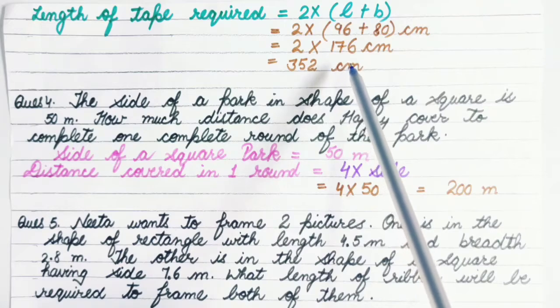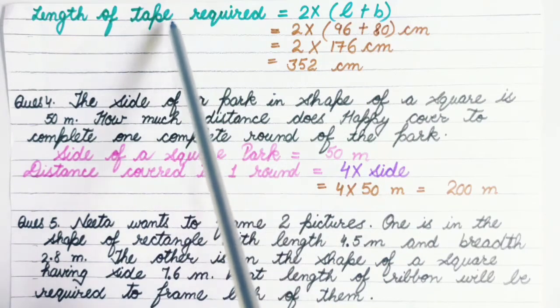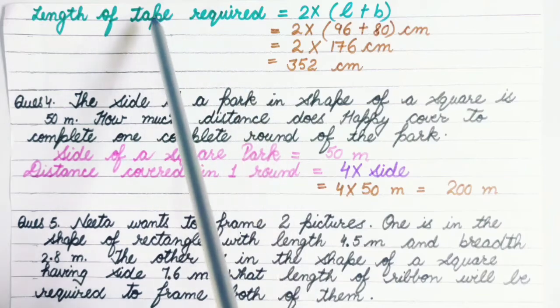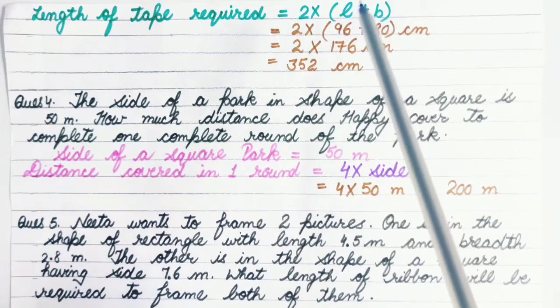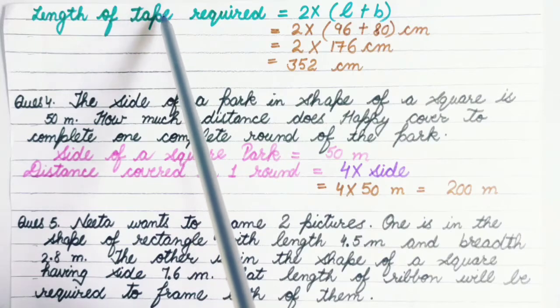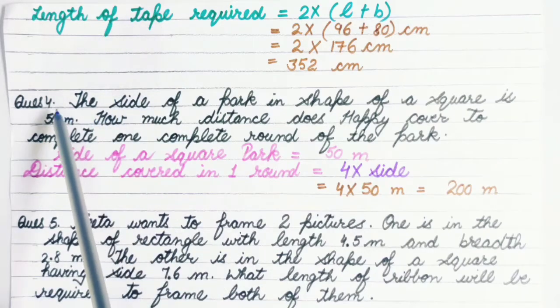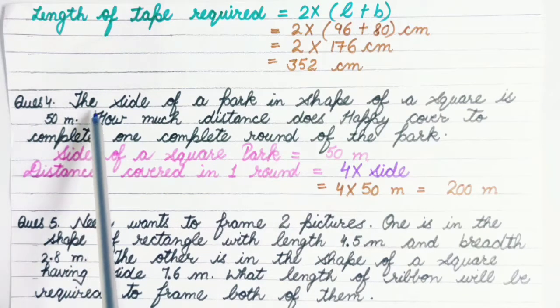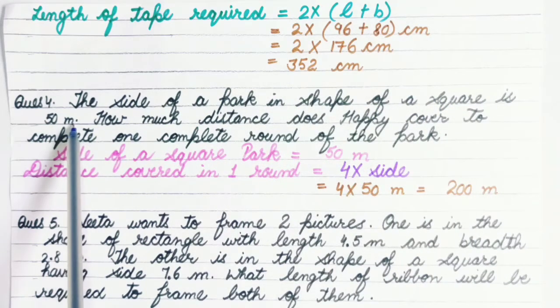Clear everyone? I am repeating the question once again. The question was asking how much tape is required at the boundary of the chart paper. When we are talking about the boundary, it means we have to find the perimeter. Hence 352 centimeter of tape is required for the boundary of the chart paper, right? Now let's move to question number 4. Question number 4 is: the side of a park in the shape of a square is 50 meter. In this statement, two things are given to us.